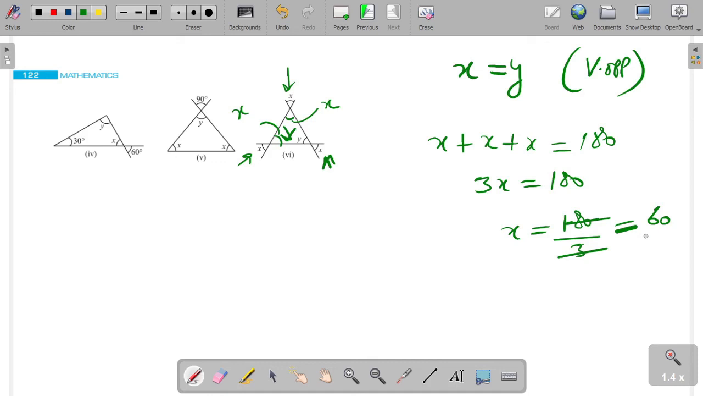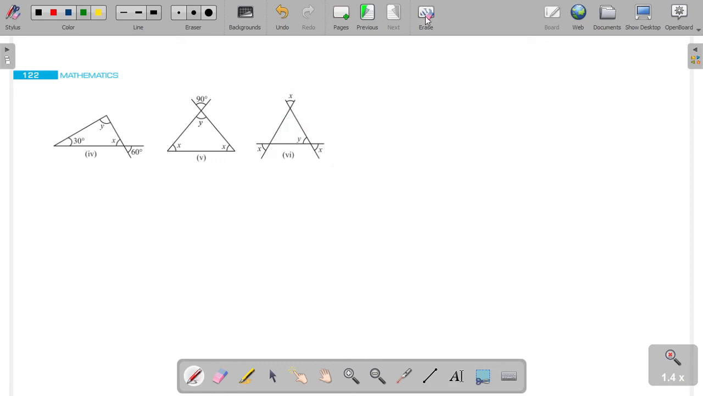So this is about sixth part, and as x is 60 degree, so here y and x are equal, which equals 60 degree. This is all about this exercise. Chapter 6, exercise 6.1, 6.2.